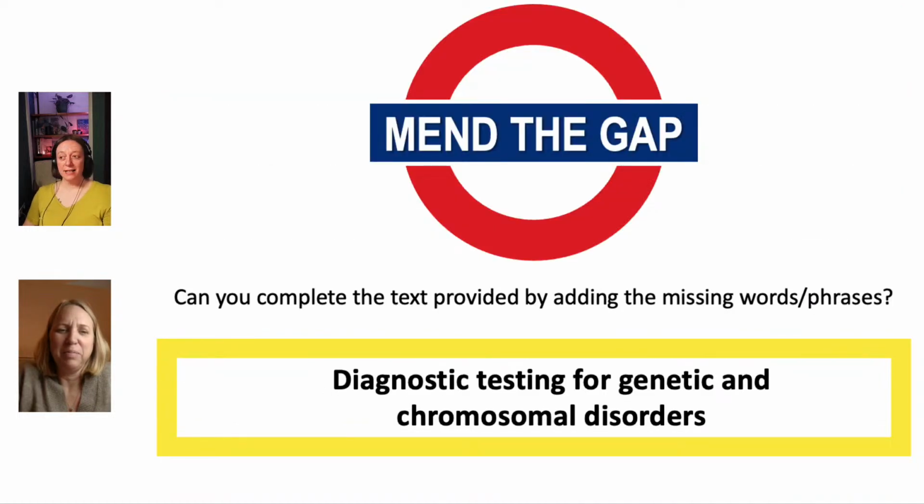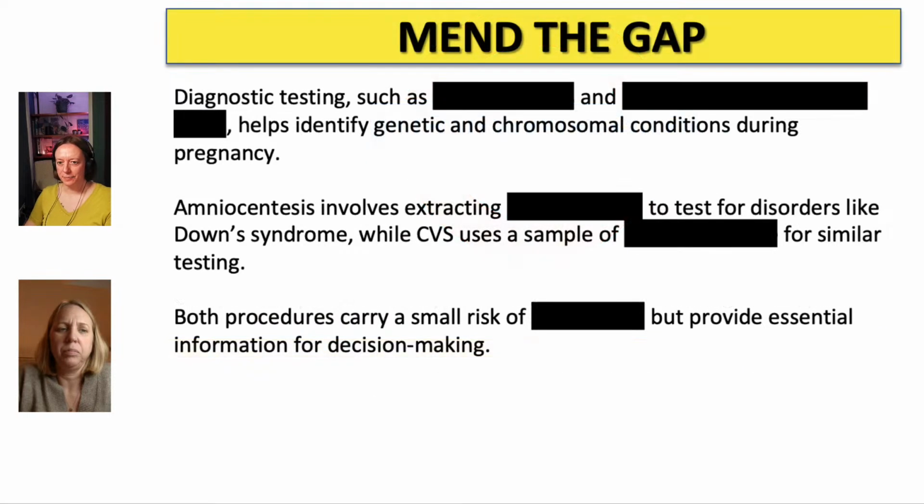Okay, so I think this is our last activity of the evening, and it is Mend the Gap. I'm going to show you a paragraph about diagnostic testing for genetic and chromosomal disorders, and some of the words have been blanked out, and we need to work out what goes in the blanks. Our first sentence says, diagnostic testing such as blank and blank helps identify genetic and chromosomal conditions during pregnancy. So have a think about that. Diagnostic testing in pregnancy, there are two types. Do we know what those two types are?